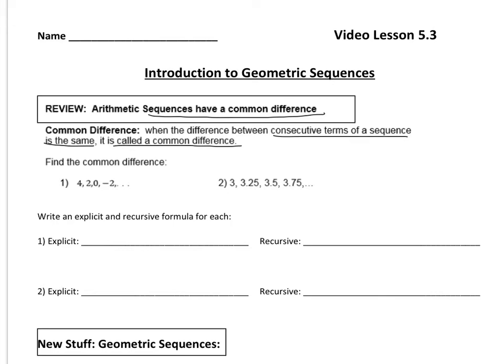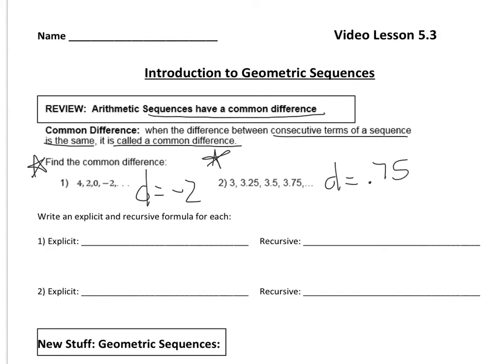So finding the common difference here in this first sequence, it goes from 4 to 2, from 2 to 0, from 0 to negative 2, making the common difference minus 2. In this second one here, it goes from 3 to 3.25 to 3.5 to 3.75, giving you a common difference of 1/4 or 0.25.